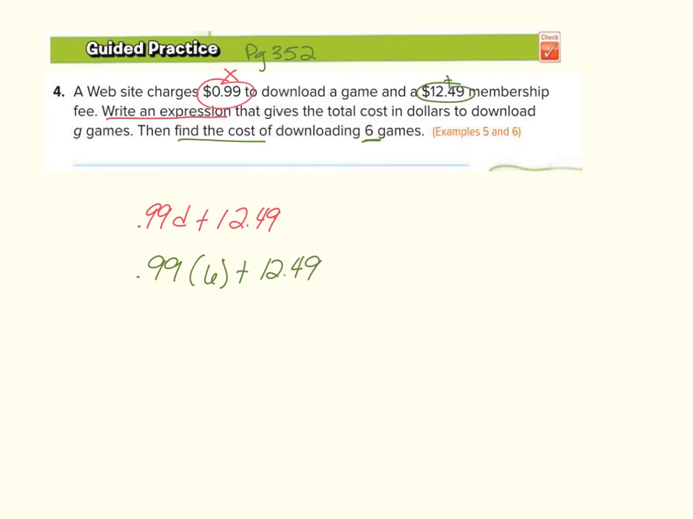And then once we multiply 6 times 0.99, we have to add on the membership fee because that's a part of our cost. Pause the video, use your calculators to multiply and add this, and then press play for your answer. Okay, so you should have gotten a total of $18.43, because this right here gives you $5.94, and then all you have to do is add it to the $12.49, and that's how you get $18.43. So this is your answer to your problem.